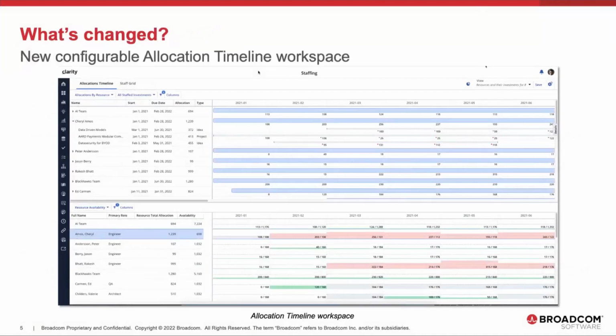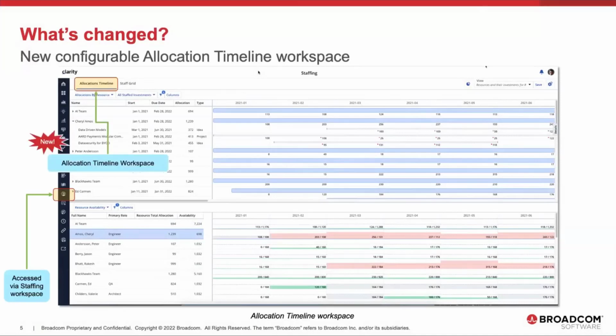So here is the new configurable allocation timeline workspace. How do you get there? Well, you get there through the staffing workspace. Remember that was introduced several releases ago. And we've essentially put in a new workspace. You can see the staff grid that previously was the only content in this workspace is now separated into its own area. So that was first introduced in 15.9.3.